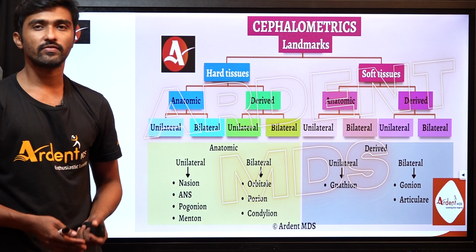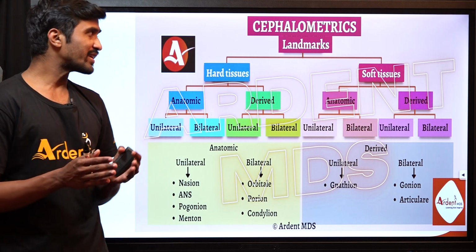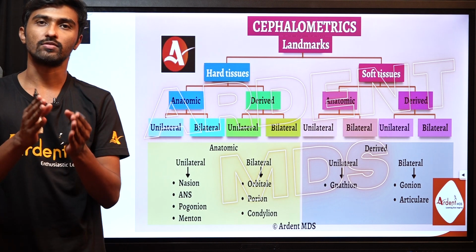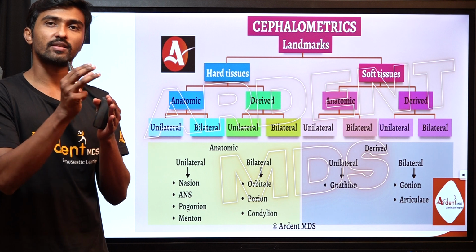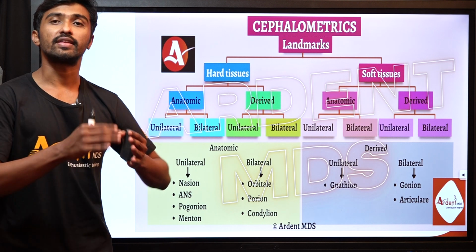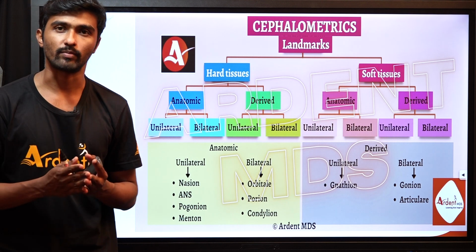So in this series we are going to see about cephalometric landmarks. Cephalometric landmarks can be broadly classified into hard tissue and soft tissue. The landmarks which are present on the bony skull region, or maxilla or mandible, or hard tissues, and the landmarks which are present over the soft tissues are called soft tissue landmarks.